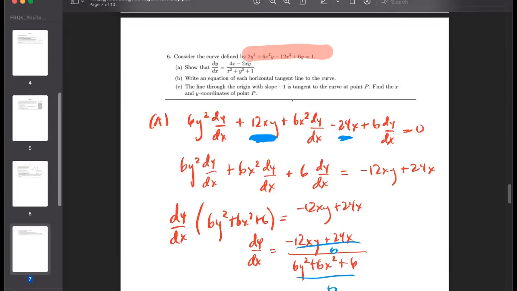So when I do that, that's going to be dy/dx equals -2xy plus 4x all over y squared plus x squared plus 1. Okay. Now, if I rearrange the things on top, so the 4x is in the front, and if I rearrange the bottom, so the x squared is in front, it's going to be the same value. Perfect. So we just applied implicit differentiation, and we are good.